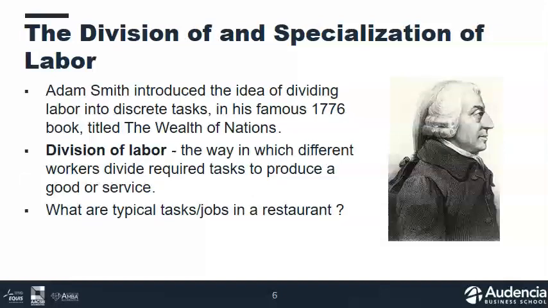This idea of specialization, the division and specialization of labor, is linked back to the teachings of Adam Smith, where he introduced this idea of dividing labor into discrete tasks in his famous 1776 book, The Wealth of Nations. And what he did is he studied the manufacturing of pins. So he basically looked at, well, how is this done? What's the best way to produce something to be as efficient as possible? And he introduced the concept of the division of labor. And this is the way in which different workers divide tasks to produce a good or service.